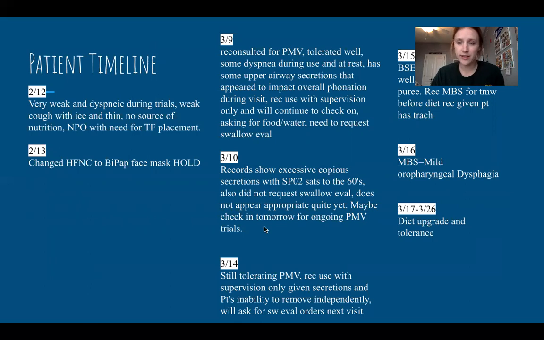And then she was tolerating the PMV well and really wanted to eat. So this was interesting because we initiated the swallow consult, which is not as typical. Obviously, normally you get the consult, but she really wanted to eat. We felt it was safe. And then these last 3 dates are just the process of what her swallowing assessment and intervention looked like in addition to the PMV.